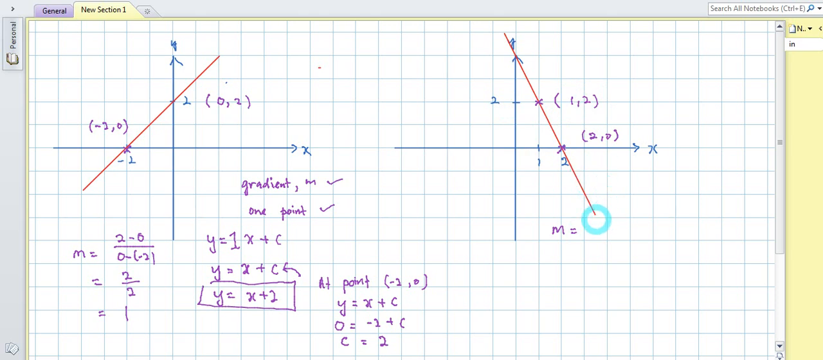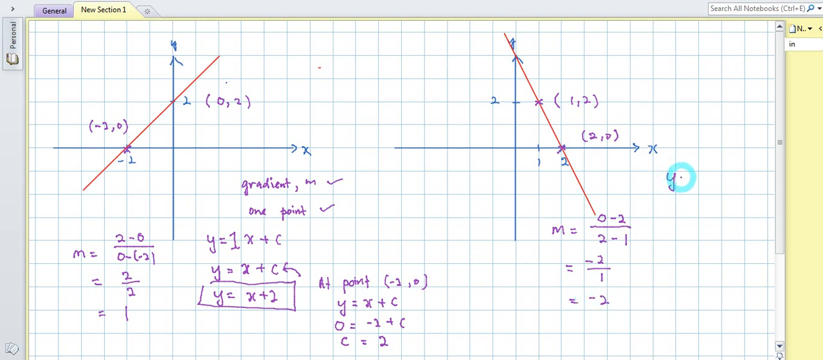I can start to calculate the gradient of this straight line. So I just take this one minus this one. Always remember, when you want to calculate the gradient, y on the top. 0 minus 2. Here I have to take 2 minus 1. So this is negative 2 and this is 1. The gradient is negative 2.